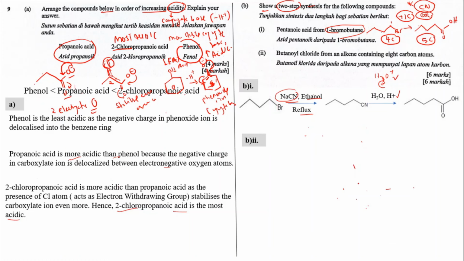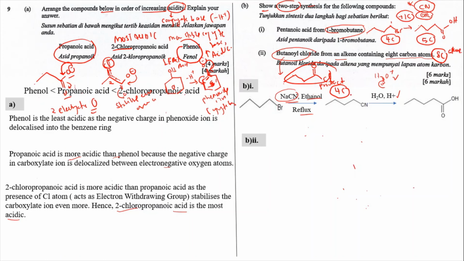Now we're going to do B2. For B2, we have butanoyl chloride from an alkene containing 8 carbons. So we need to produce butanoyl chloride. Butanoyl chloride basically means you're going to have 4 carbons, 1, 2, 3, 4, and then you're going to have C double bond O and then Cl here. So this is our product, 4 carbons. And then our reactant, we're going to have 8 carbons, which is an alkene.